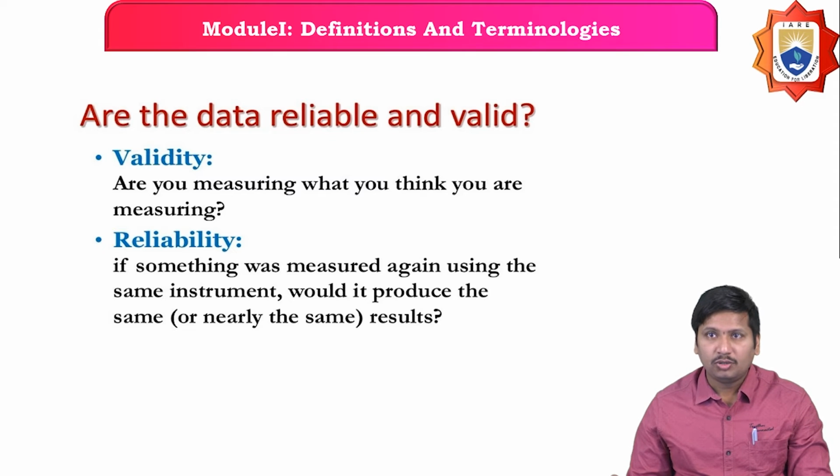So validity means, are you measuring what you think you are measuring? Is the thing you are measuring correct or not? That is validity. And reliability means, if something is measured again and again using the same instrument, it will produce the same result. That is reliability.